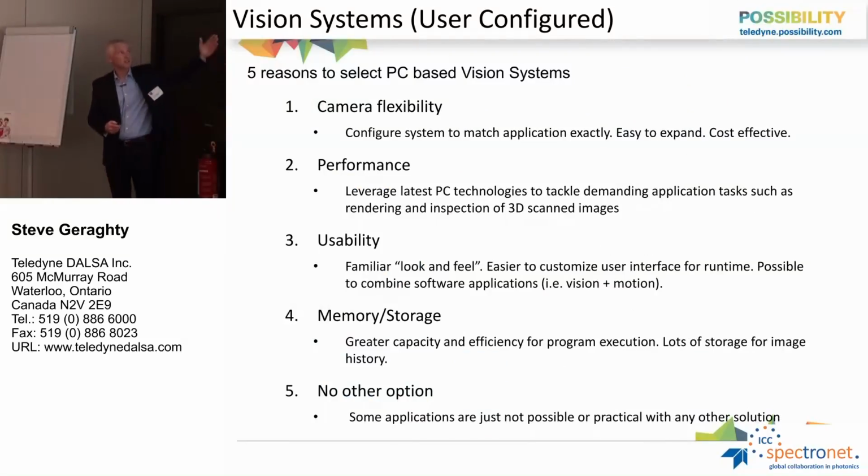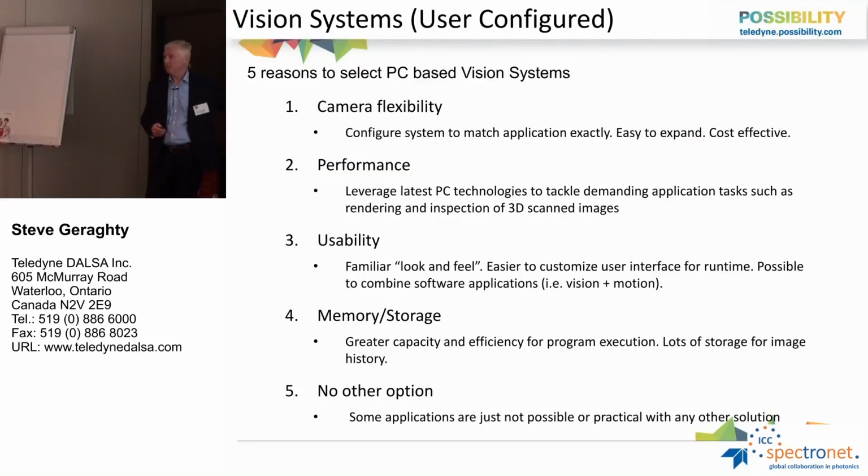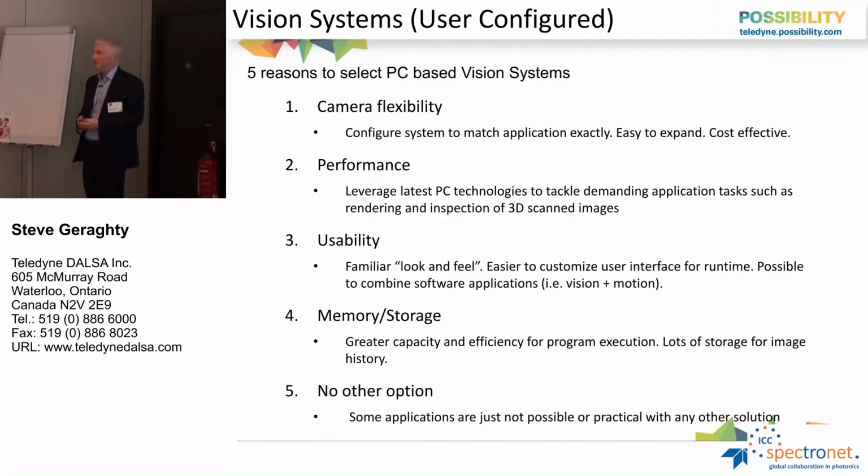So five reasons to choose PC-based systems are pretty obvious. Flexibility. Performance, because you align with PC technology, that's going up every day, and you're going to ride that wave. Usability, everyone uses PCs, they're familiar with them, the look and feel is familiar. Lots of memory, lots of our customers like to store lots of images, and this is not possible on a smart camera. Even though you can do that over a network, it tends to be slower, right? So having the memory local is important.